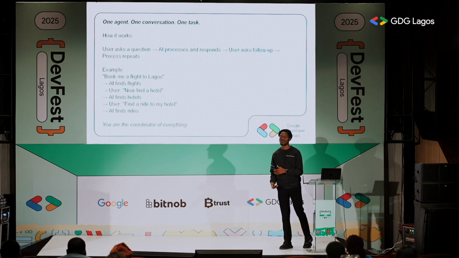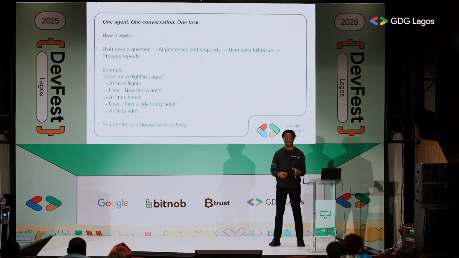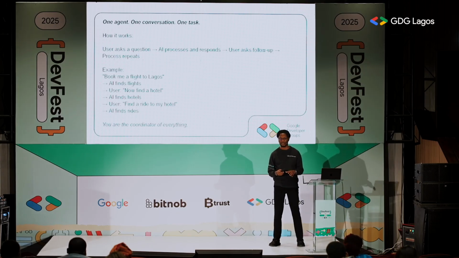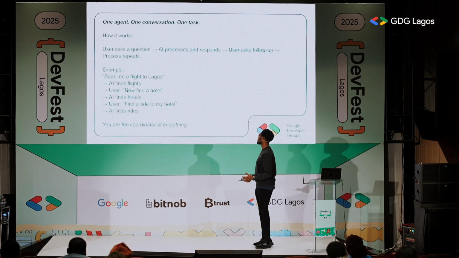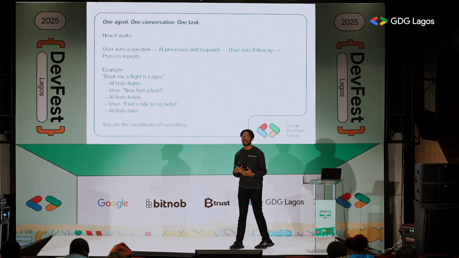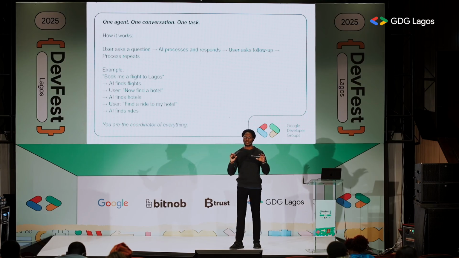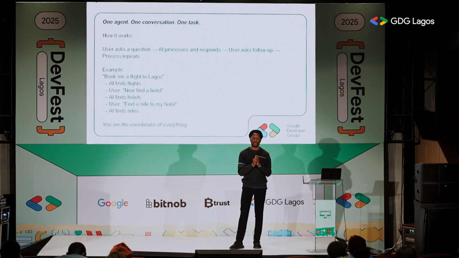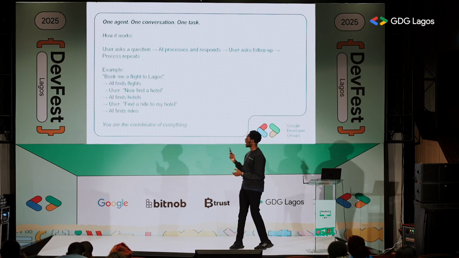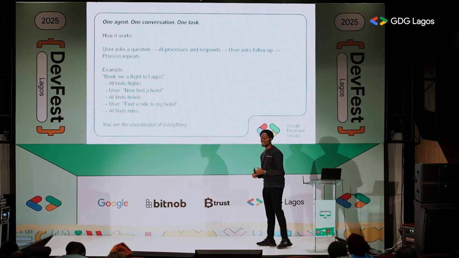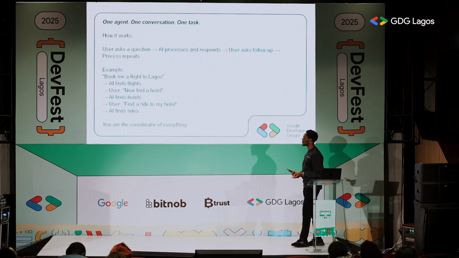There's another layer to this where you can have multiple agents doing stuff for you. Right. So something like this where I'm saying book me a flight. Now find the hotel. Now find the ride to my hotel. You can configure multiple agents to work for you such that you tell it to book a trip to Indonesia, for example, and it books the flights, it finds the hotel there, and it finds the ride to the hotel.